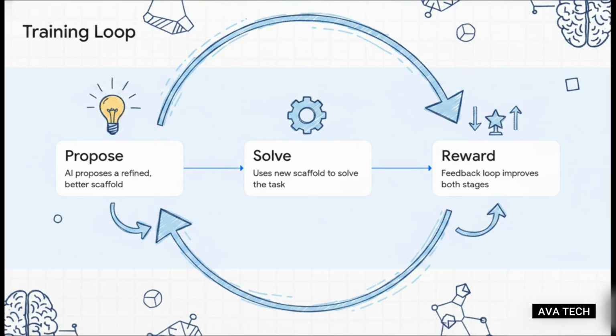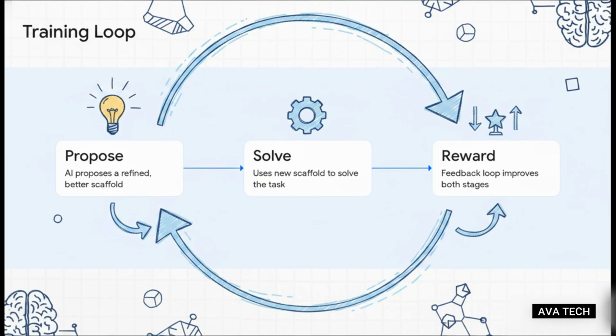So how does this actually play out during training? Well, picture a continuous loop. In step 1, the model looks at a task, checks out the last scaffold or playbook it used, and proposes a refined, better version of it. In step 2, it uses that brand new scaffold to try and solve the task. Then comes step 3, the reward phase. It gets a score based on how well it did, and boom, that feedback loops right back into the system.